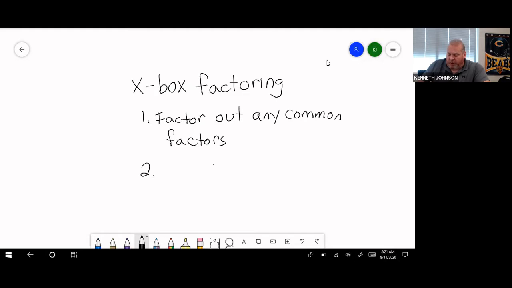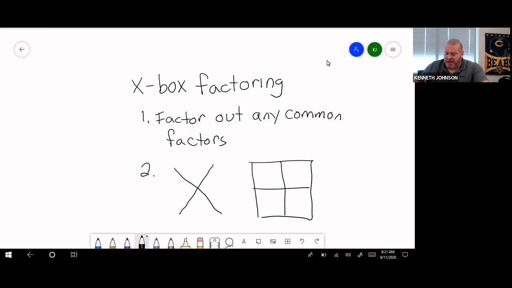Second, we draw our form, X and box, which is where it got its name. In order to do this, we have to be in standard form. So we're talking about y equals ax squared plus bx plus c. In this top part of the X, I'm going to multiply a times c. In the bottom of the X, I'm going to put b. B bottom, b basement, b goes on the bottom.